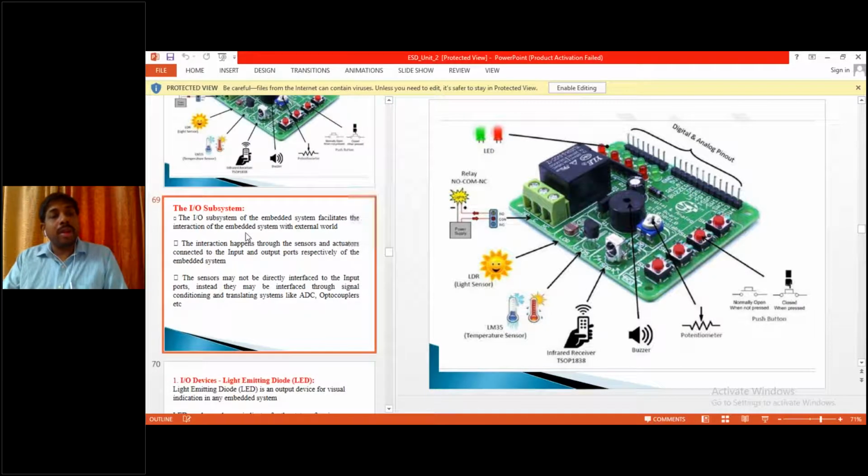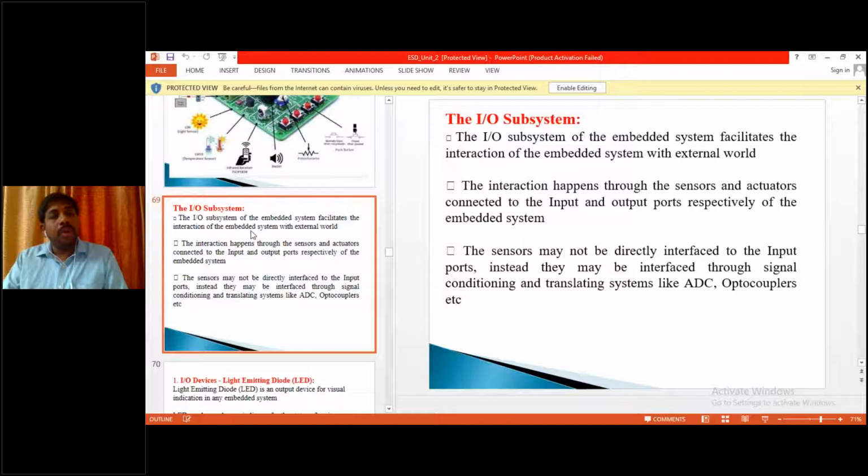So coming to our input output system, the input output subsystem of the embedded system facilitates interaction of the embedded system with the external world. So if the embedded system wants to interact with the external world, it has to do so through an input output system, and that interaction happens through sensors and actuators connected to the input output ports. The sensors may not directly interface to the input, but they may be connected through some signal conditioning and translating systems like ADC and optocouplers.